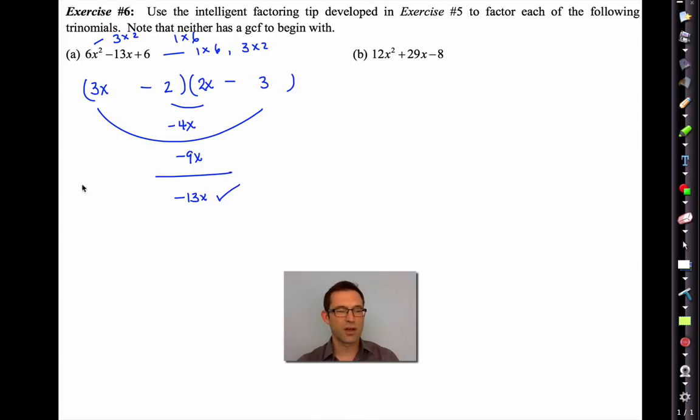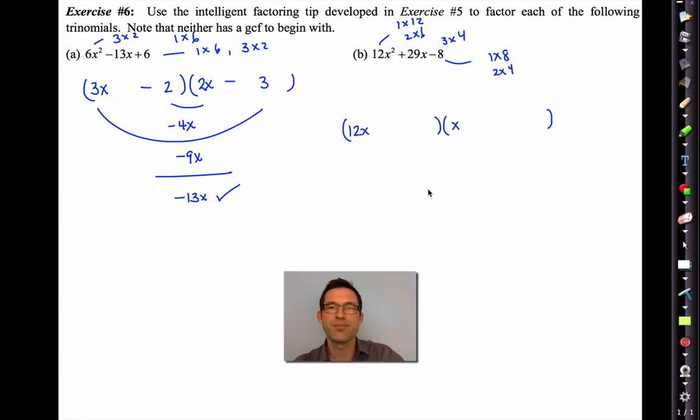Okay, let's talk about letter B. Boy, 12 is a tough one. 12 is about as bad as you get because it's 1 times 12, 2 times 6, 3 times 4. 8's not that great either. 1 times 8, 2 times 4. All right. That's it. So let's start. Okay, let me actually start with one that probably isn't going to be right, but hey, why not? Let's go with 12x and 1x.